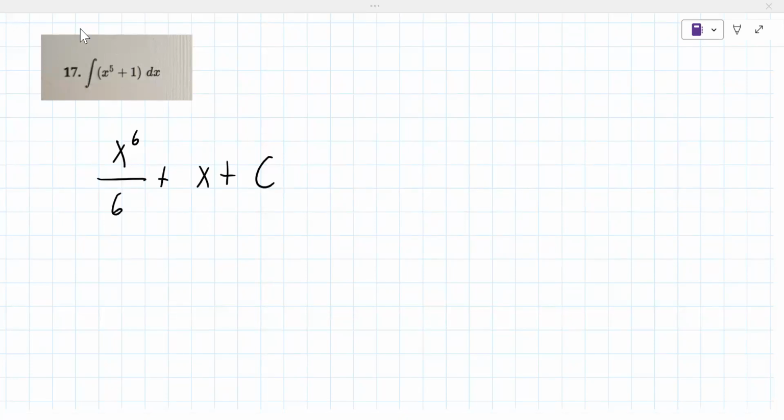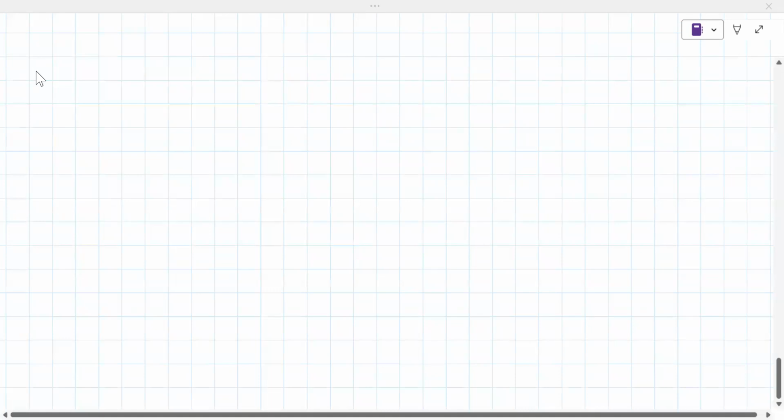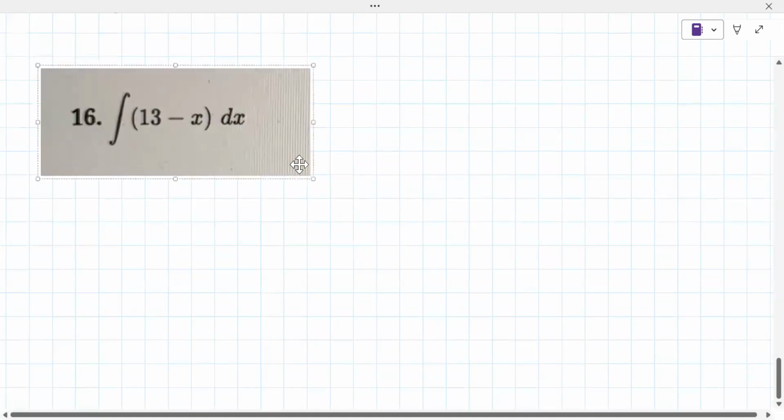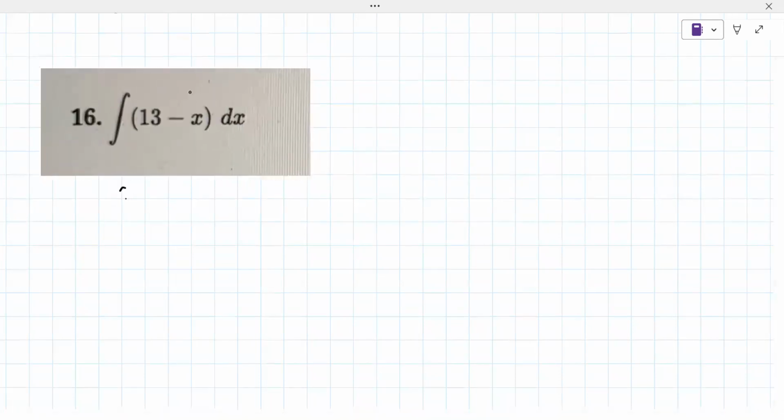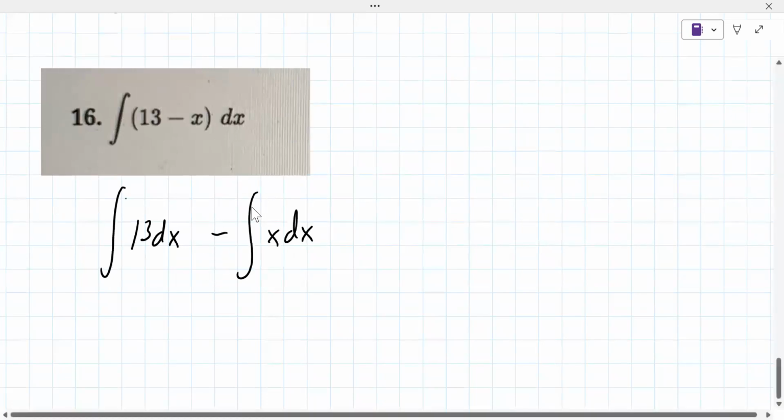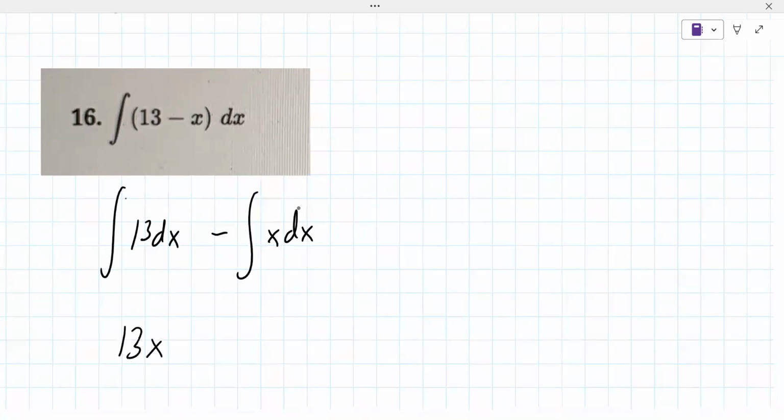So 16, the minus doesn't really matter. You can treat this as integral 13 dx minus integral x dx, or you can put that subtraction inside and make this a plus. It's kind of up to you how you see it, but this is 13x minus 1/2 x squared plus c, like that.